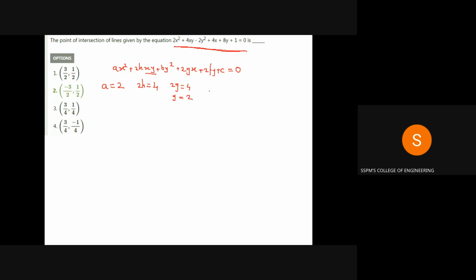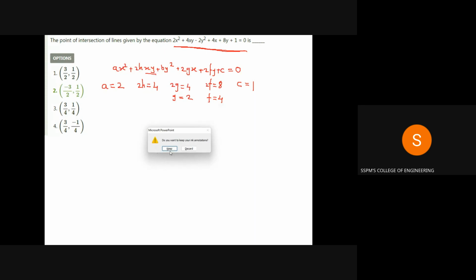Similarly, the coefficient of y is 2f. So 2f is equal to 8. Therefore f is equal to 4. Also the constant is c is equal to 1.